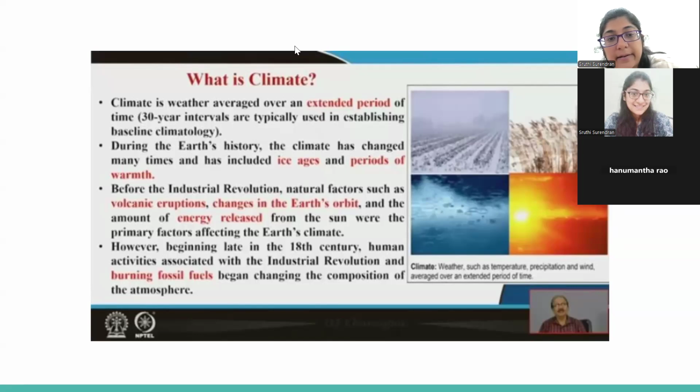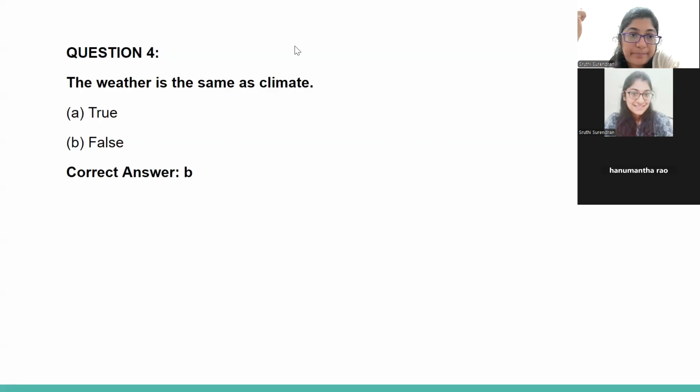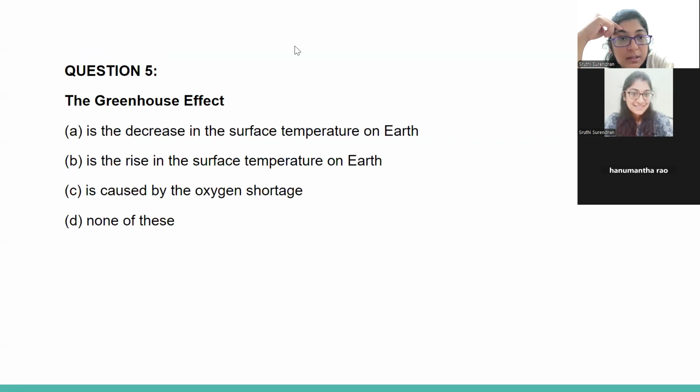And when we say climate change, it is not something we talk about over the variation in the weather parameters of a month or 2 months or even a year. It is something that is a result of a large period of years, resulting in climate change, that is harmful impacts of climate change. So weather is not the same as climate, so the statement is false.